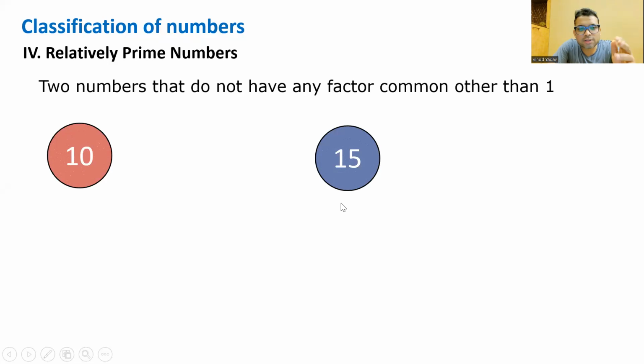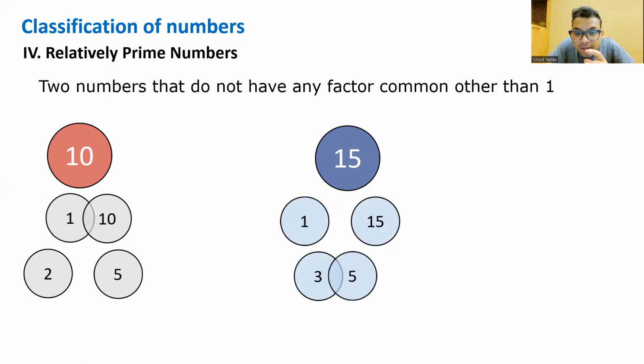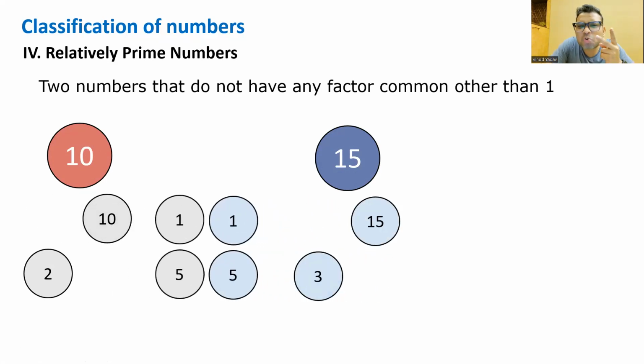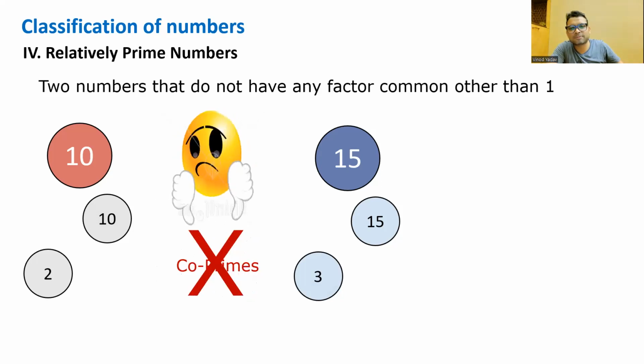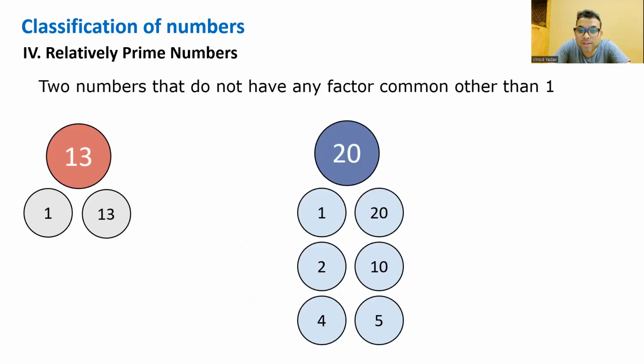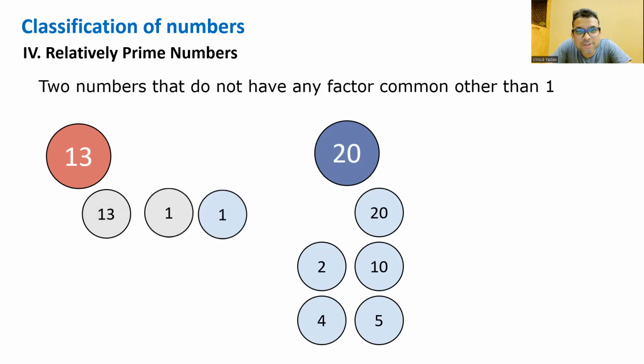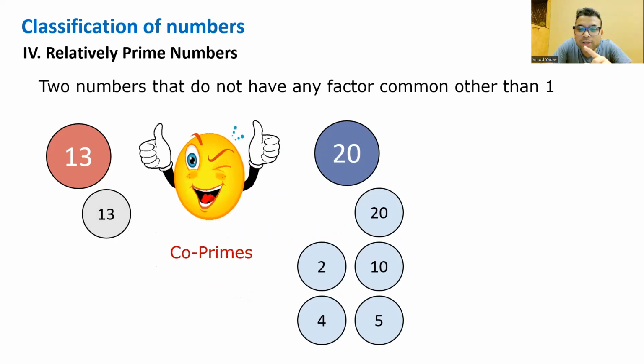For example, let's check these two numbers. I have listed down the factors of 10. Similarly, factors of 15. Can you see the common factors? There are two common factors, 1 and 5. So they are not co-prime. But check this out, 13 and 20. We have listed down the factors. Now what? The common factor is only 1. And this is the definition. So it satisfies the definition. So 13 and 20 are co-primes.